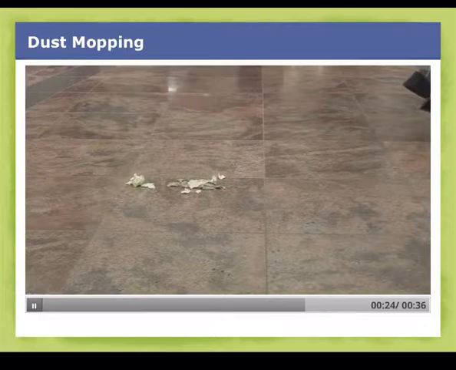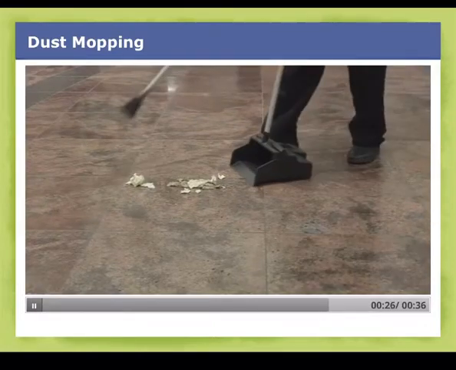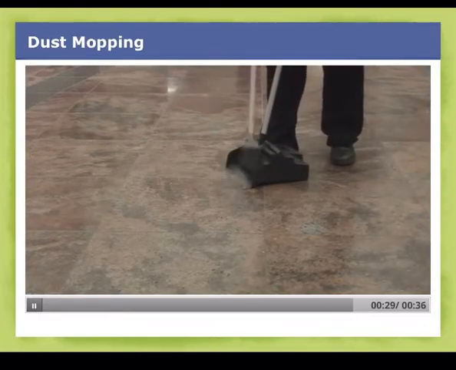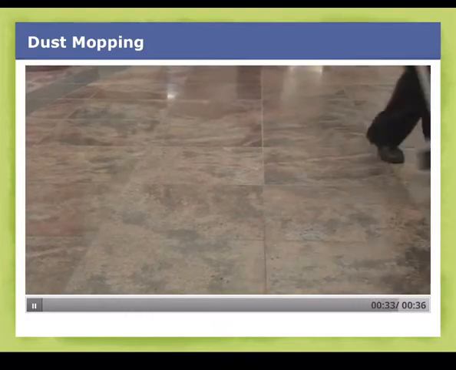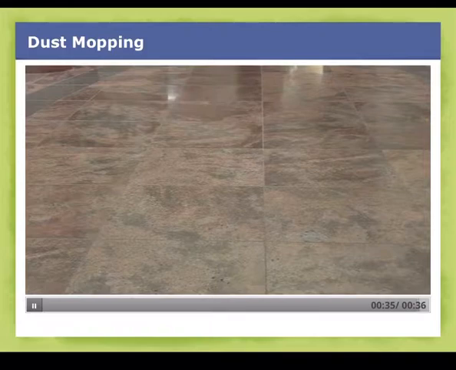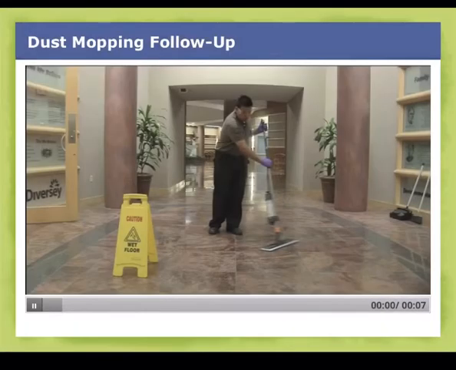Once all the debris has been swept into one area, sweep everything into a dustpan using a hand broom. Dispose of the debris into the trash compartment on the housekeeping cart. After dust mopping, the next step is to damp mop the floor. This process is covered later in this course.